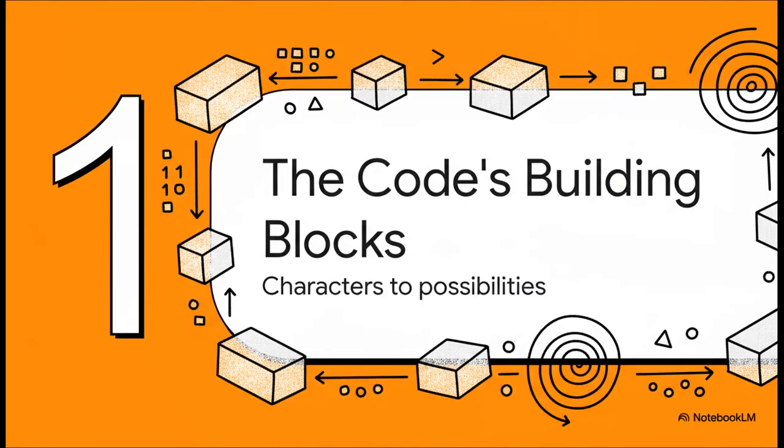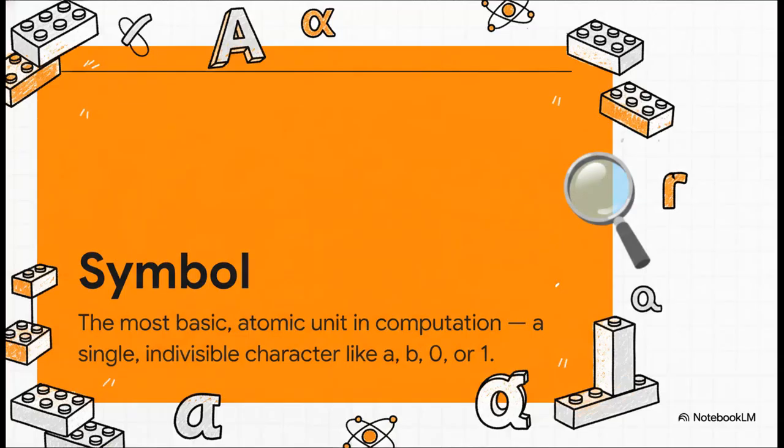All right, first things first. Before we can build anything, we need to understand our materials, right? So let's start with the absolute basics, the raw ingredients of computation. So at the very, very bottom of everything, we have the symbol. This is our single Lego brick. Think of it as an atom. It's the smallest possible piece of information. A single letter, like A, a digit, like 0. You can't break it down any further. This is it, our most fundamental unit.